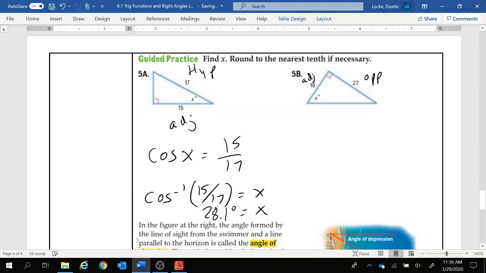We have the adjacent side here. That would be your tangent function. So we'll have tangent x, right, because we're comparing from that angle, just like we were comparing from that angle in the first triangle.